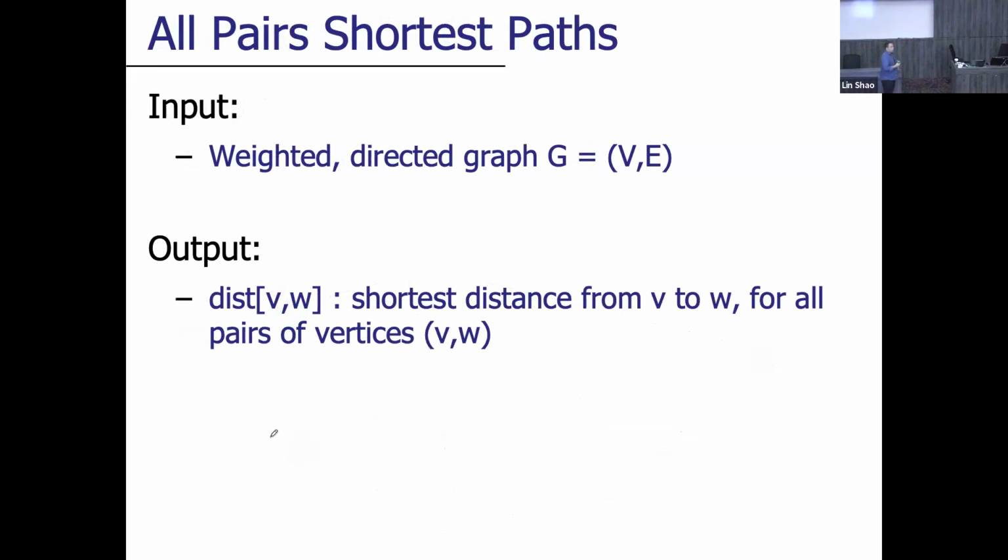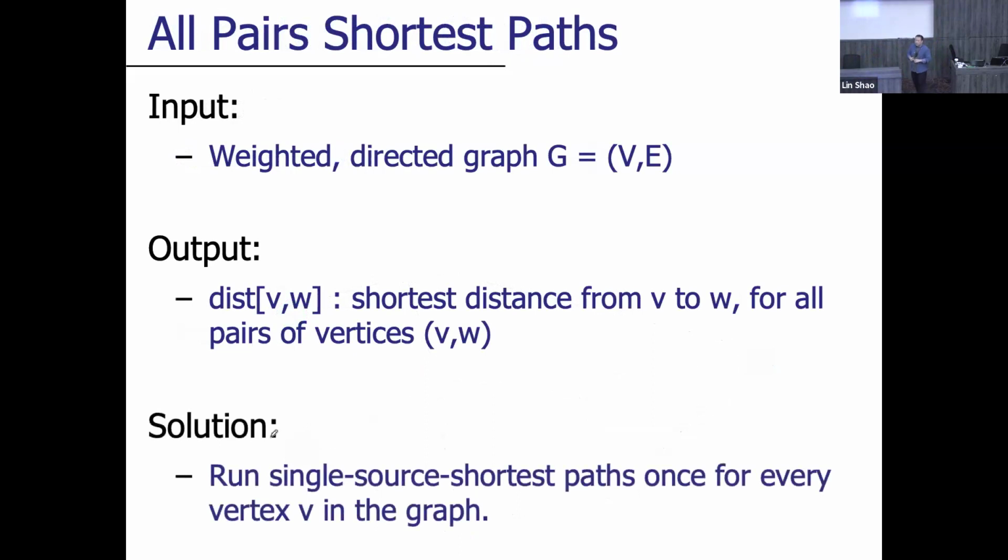Again, the output would be a distance, which we just know as the distance VW, and it is the shortest distance from V to W for all pairs of vertices. All right. And the solution would be we just run single source shortest path once for every vertex in the graph. Then it will give us the result, right?